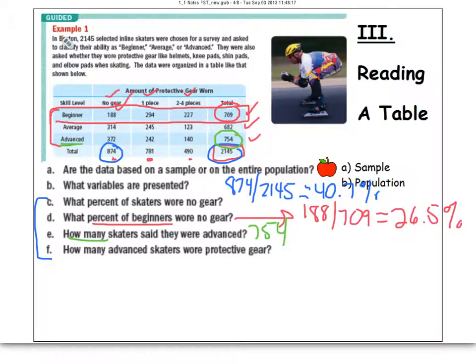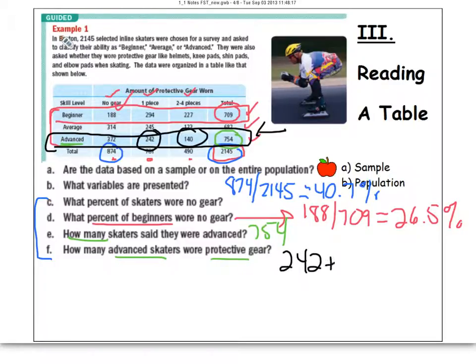And then the last one, how many advanced skaters wore protective gear? So we are just looking at the advanced skaters. And in this case, if we isolate them, we have this row circled in the black. And how many of them wore the protective gear? Well, these people and these people. So I'm going to add those 2 together. And they, again, want a how many. They don't want a percent, so 382.